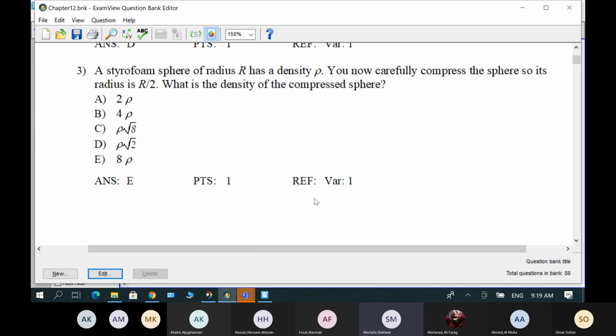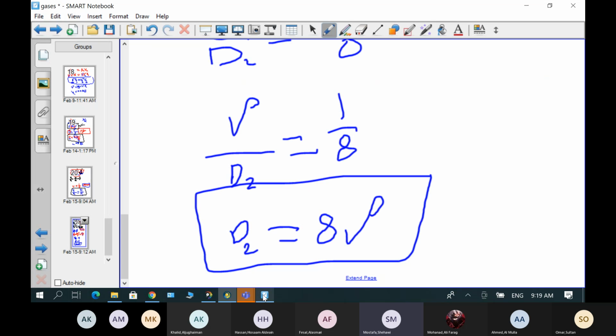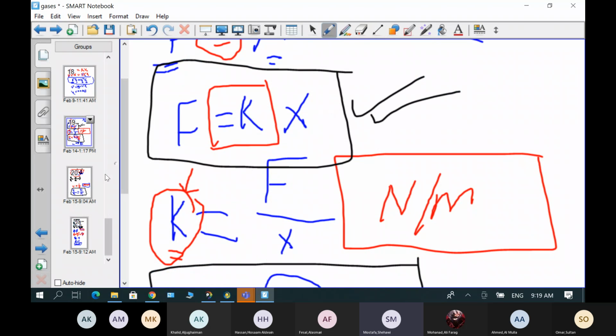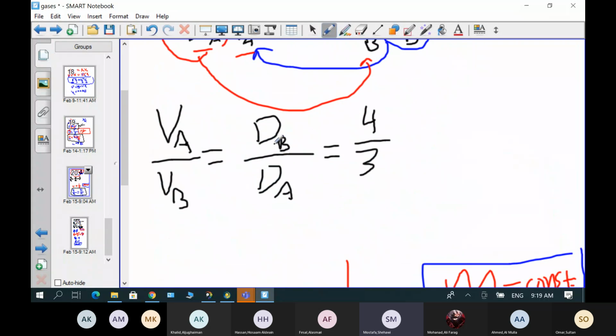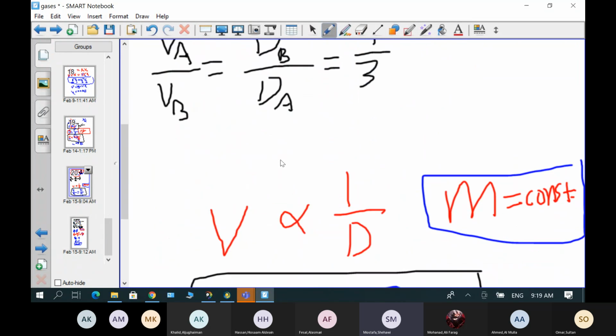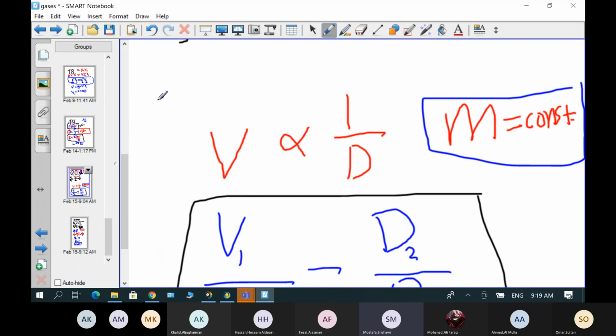So we started with the concept that I explained before: the relation between volume and density are inversely proportional. That's it, because we have the same mass.